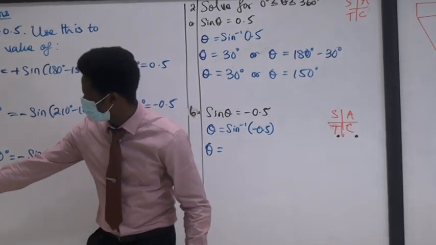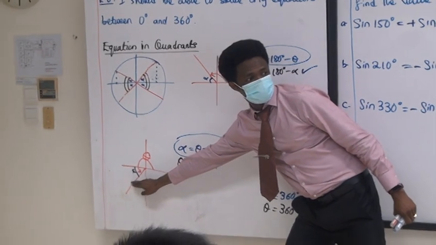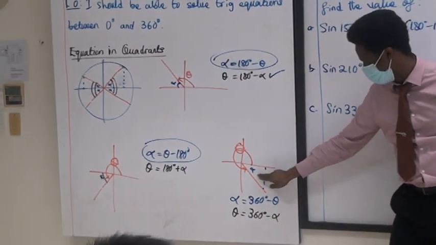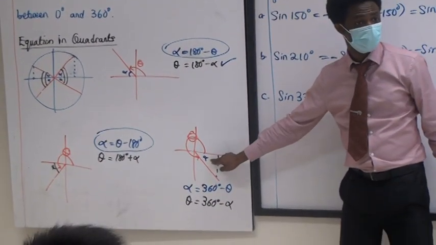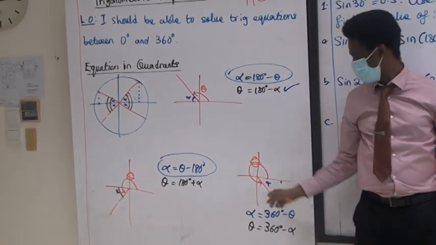So that 30 degrees is like this. It's like 30 degrees here, or 30 degrees here. Whereas you are looking for that red arc in each of them.